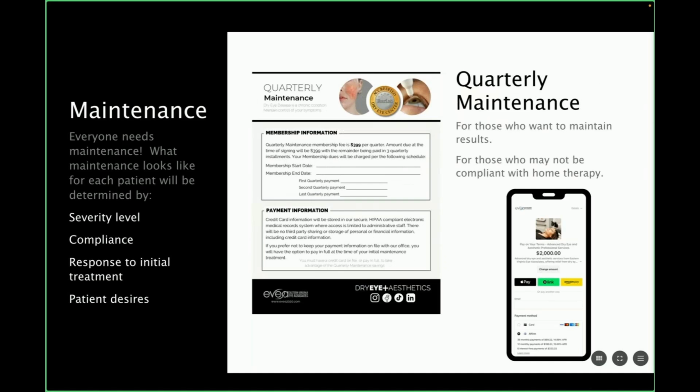The other option we have is quarterly maintenance. And so these are for those patients who did pretty well during their first 4 sessions, and they're just scared to go back to where they were. They don't want to go back to having those symptoms that they had before. So we have them come in quarterly. When they come in, we do a treatment session and then we express. But these are, again, severity level, how compliant are they with their home therapy, what was their response to initial treatment. All these things are important.